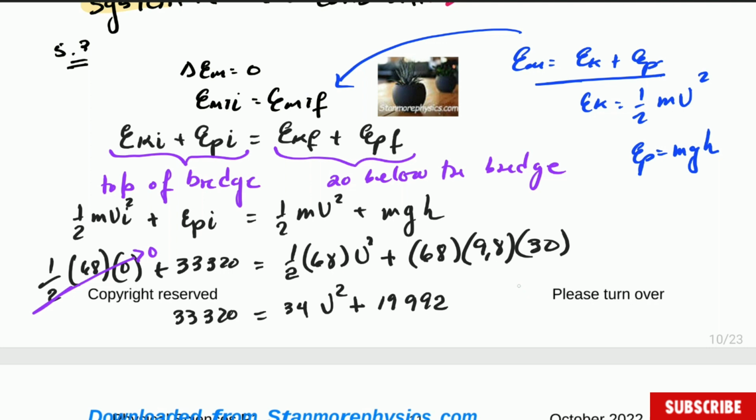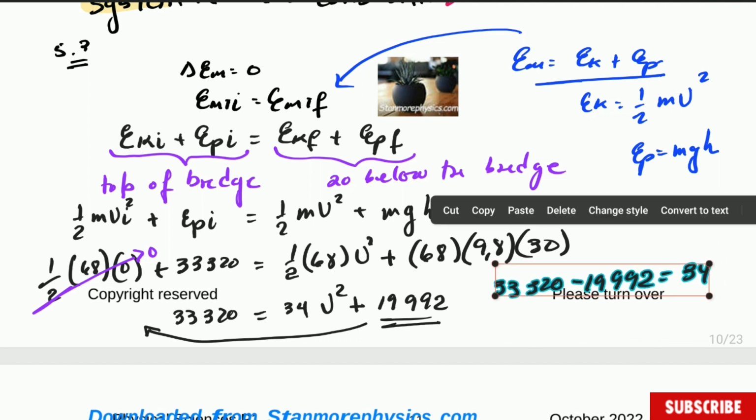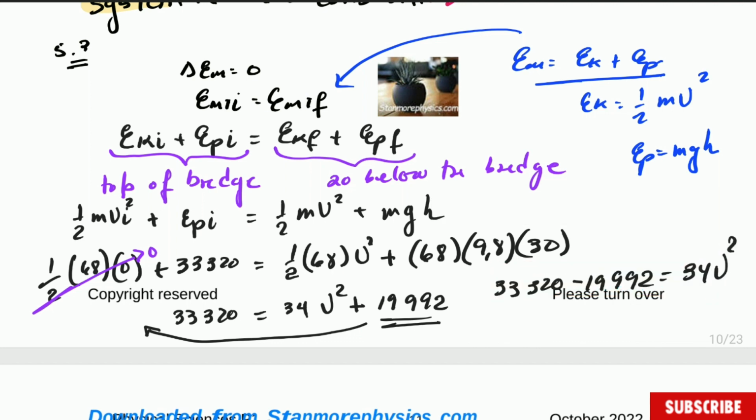Guys, the rest is to rearrange this one. We can quickly do it if you want. Let's do 33,320 minus, this one is positive, so it goes negative to the other side. Okay, so it's minus 19,992, and this is equal to 34 v squared. Let me move this one here, I don't want to be right on the edge. And then you get that this is 13,328 equal to 34 v squared.